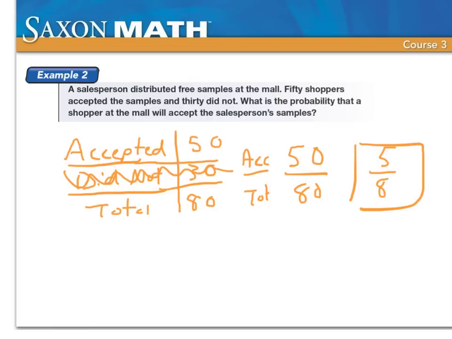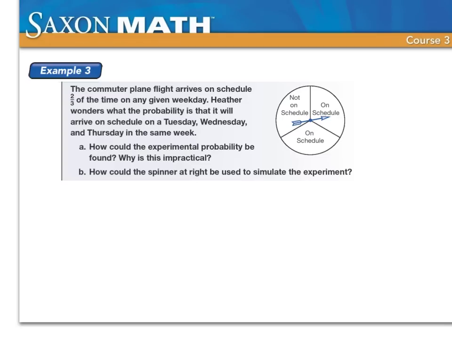All right, let's go on to our last example. Example 3 says the commuter plane flight arrives on schedule 2/3 of the time on any given weekday. So that means on Monday it's going to arrive on time 2/3 of the time. On Tuesday it's going to arrive on time 2/3 of the time, and so on. Heather wonders what the probability is that it will arrive on schedule on Tuesday, Wednesday, and Thursday in the same week. It says how could the experimental probability be found, and why is this impractical?